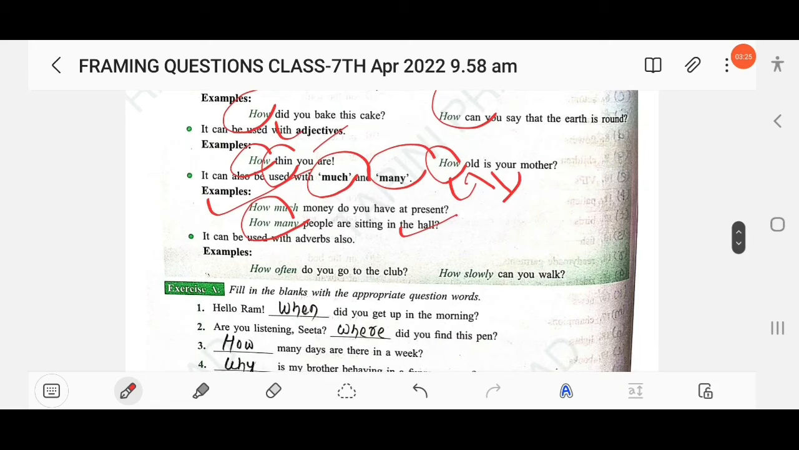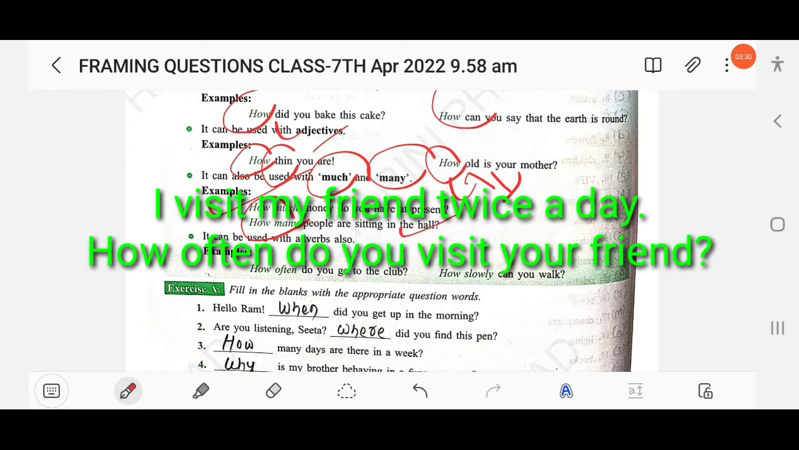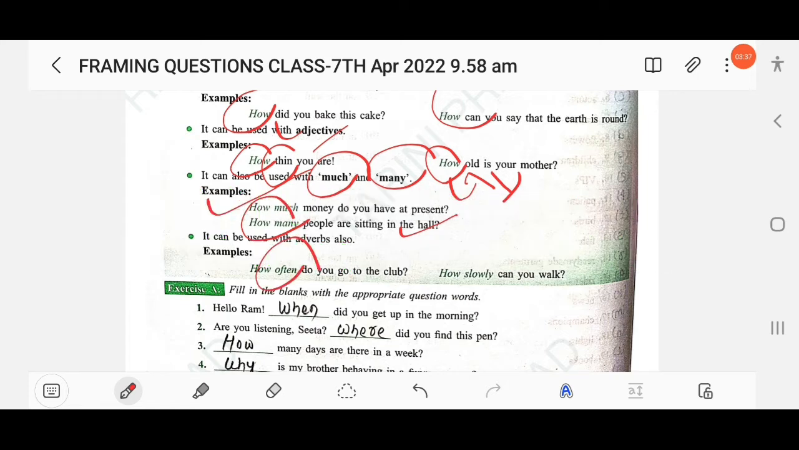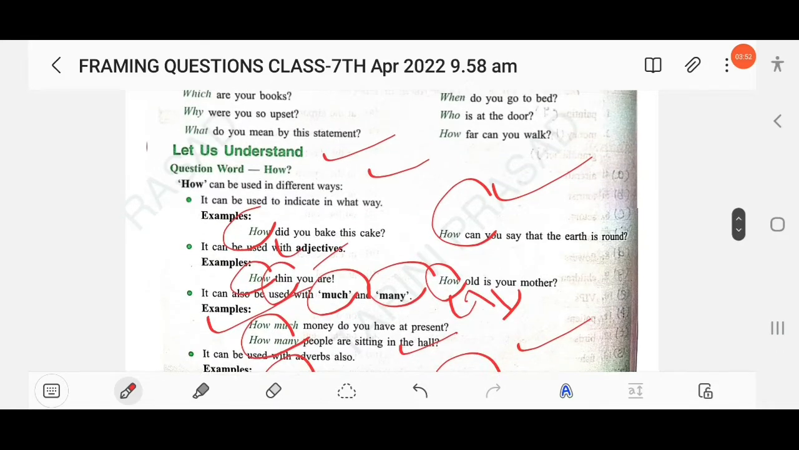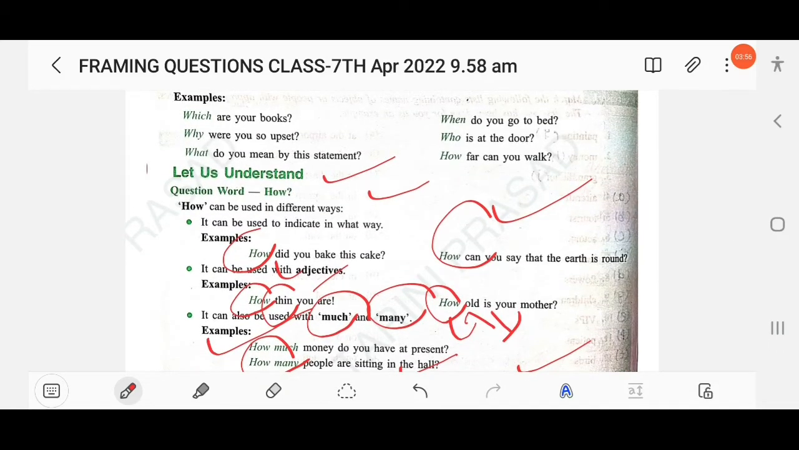It can be used with adverbs also. How often. I visit my friend's house twice a day. How often do you visit. Then, he can walk very slowly. Here, how slowly. How slowly can you walk. In this way, different WH words can be used according to the meaning of the sentence. Here you have to use what, when, how much, how many, whom, whose, what, which, why.